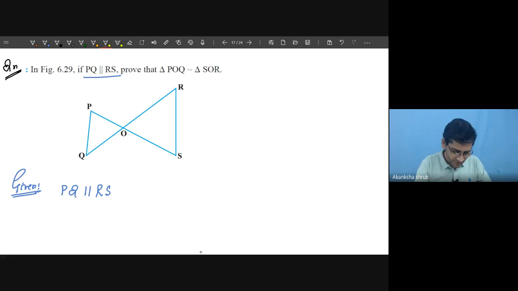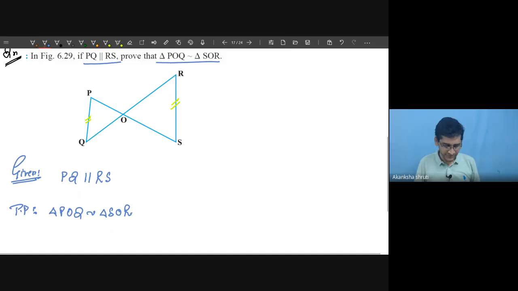But to visualize it better, you must mark this. Where is this PQ? So let us write this PQ. It is like this one. So this is the PQ. This is parallel to RS, which is on the other side. So we can put some symbol or cross over the given condition. So these two are parallel. It means only this much is given. Then we have to prove that the two triangles are similar. Then we have to prove triangle POQ is similar to triangle SOR. This is to be proved.